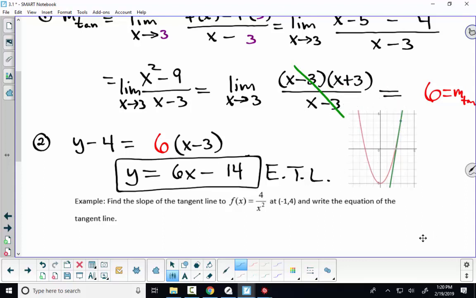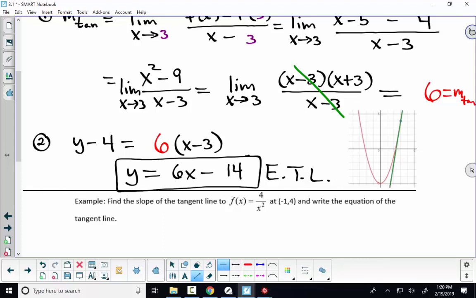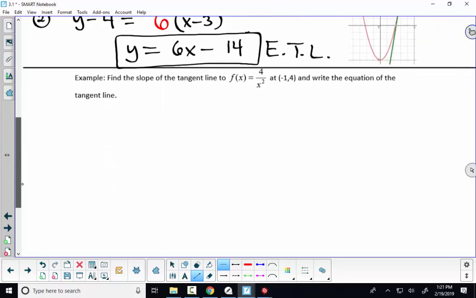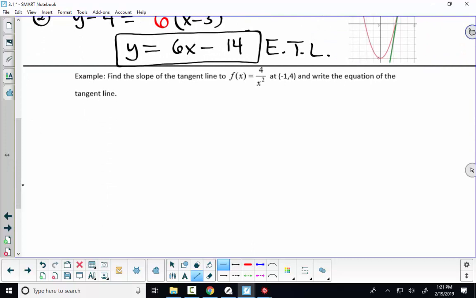So are there any questions? Okay, next example, similar thing. Find the slope of the tangent line, and write the equation of the tangent line for 4 over x squared at the point (-1, 4).